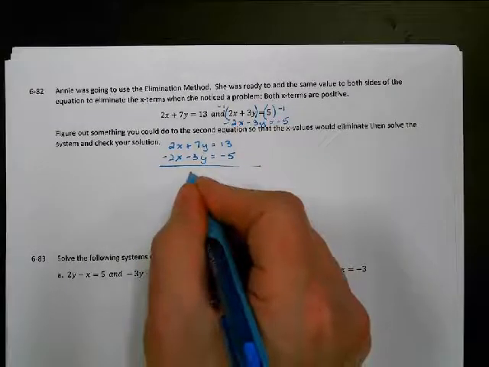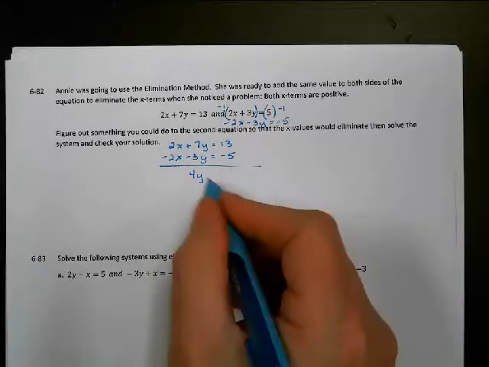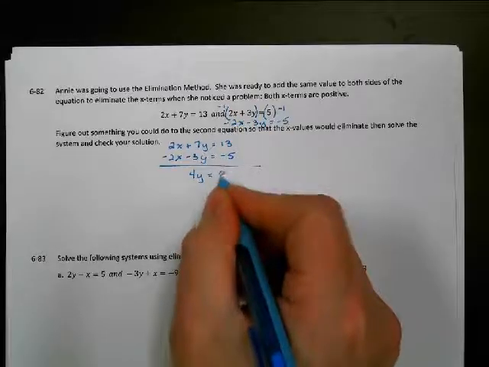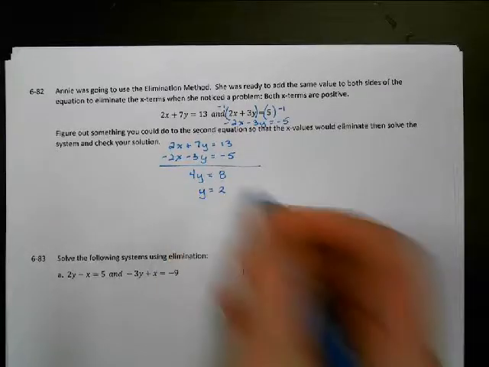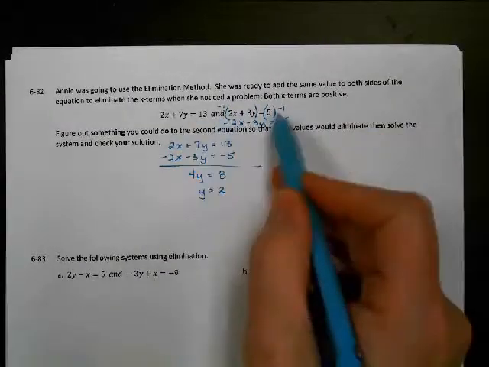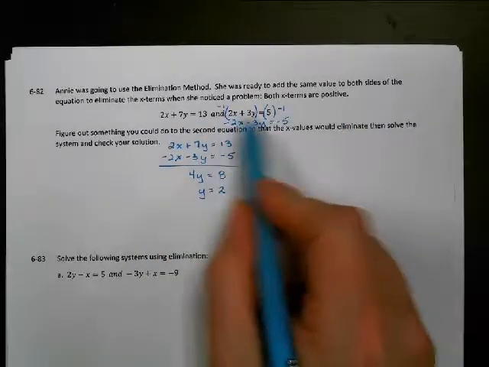Over here, 13 minus 5 is 8, so y is 2. Okay, so we need to find our x value as well. Let's just take one of our equations. Let's take the second equation here. We want to use the equations we started with because maybe I made a mistake.